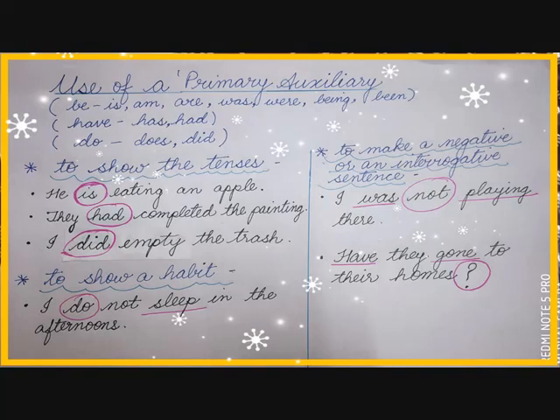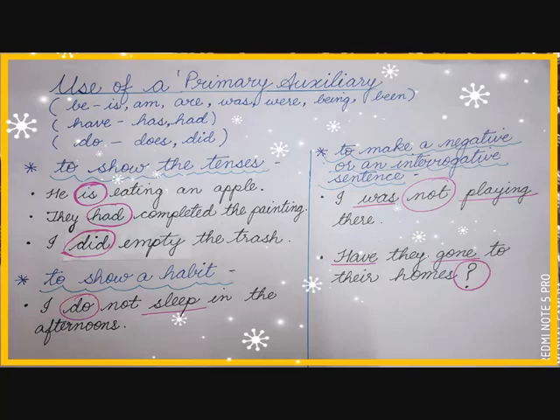See the second use of a primary auxiliary: to show a habit, like or dislike. I do not sleep in the afternoons. Here the word do plus sleep shows someone's habit. Then the third usage is to make a negative or an interrogative sentence. Negative means in negation, where we use words like not, no or none.